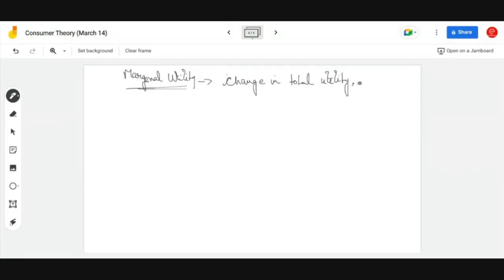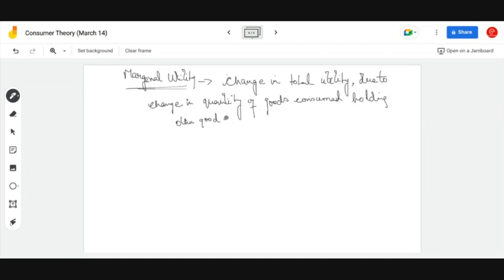Change in total utility due to change in quantity of goods consumed, holding other quantity constant, other goods constant. So let's try to understand this with the help of again indifference curve.